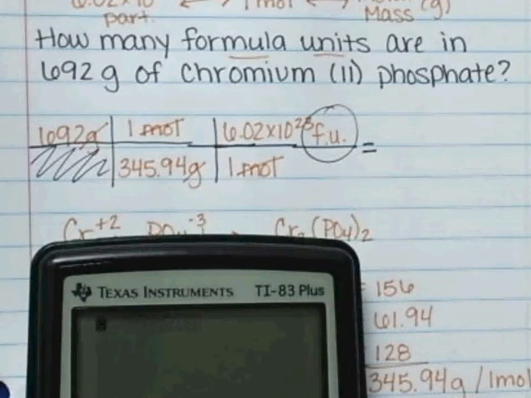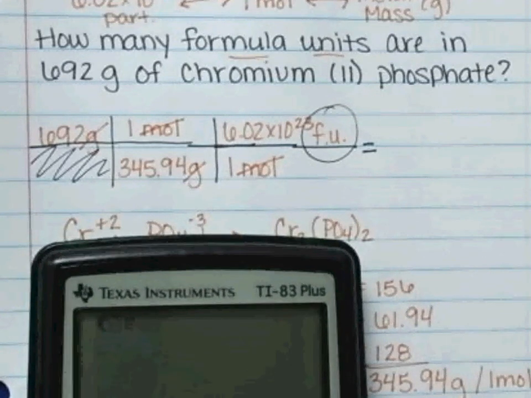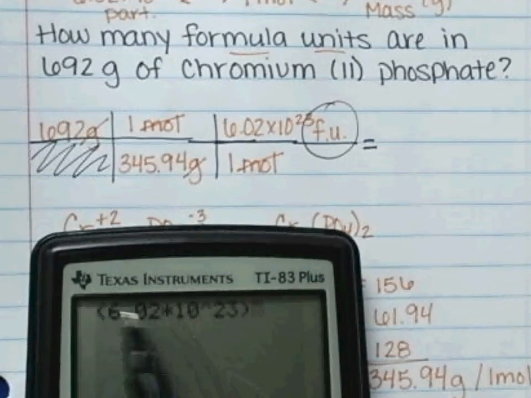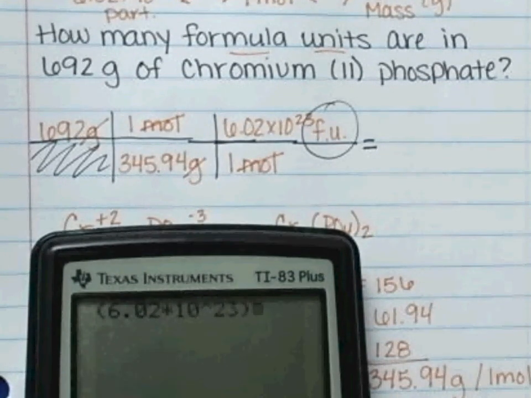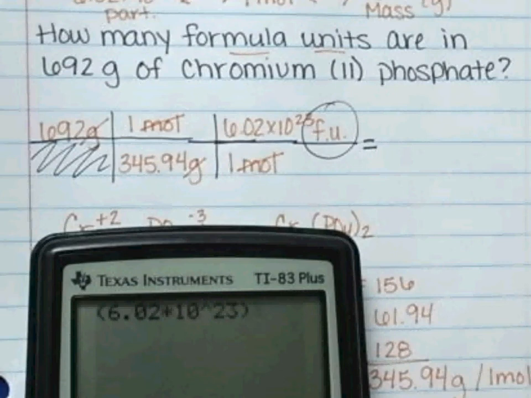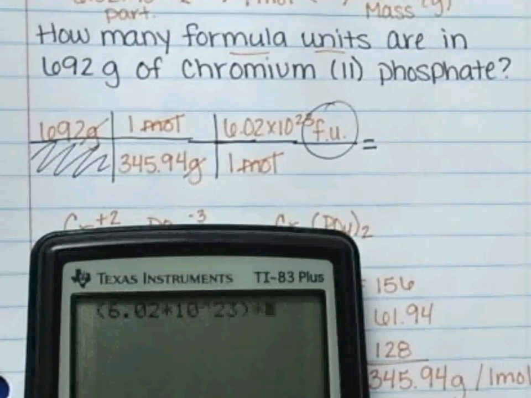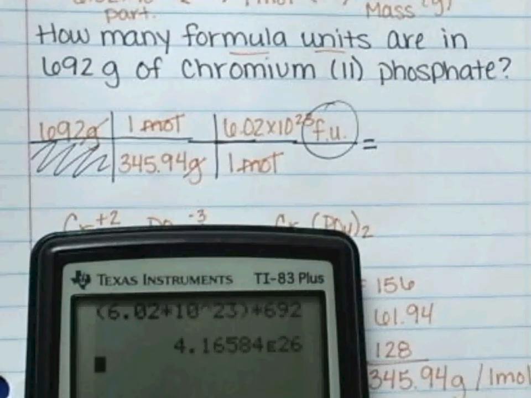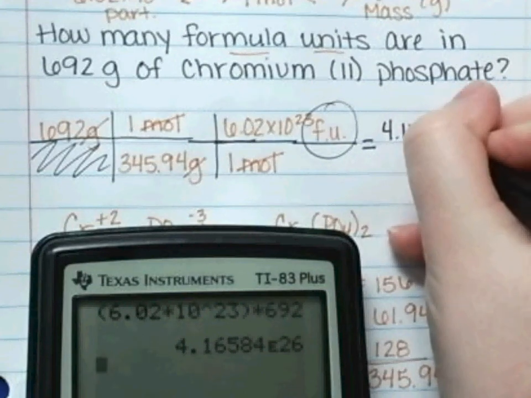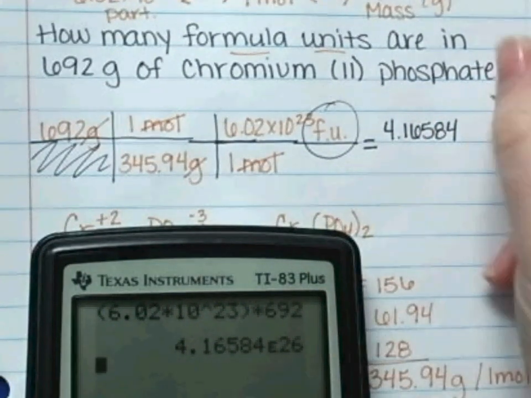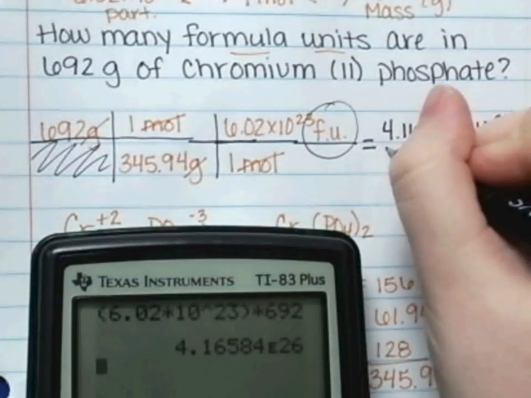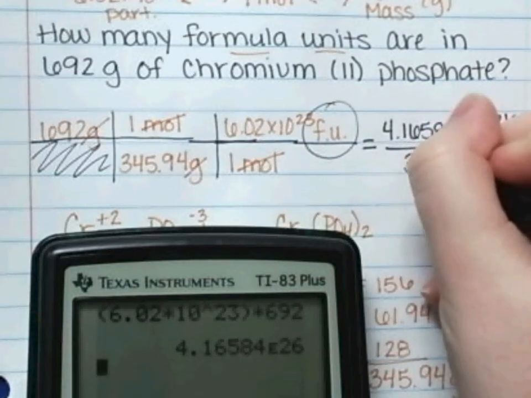So I'm going to multiply across the top. I have Avogadro's number times 1, I don't have to put that in my calculator, times 692. And I get a really gigantic number, right? I get 4.16584. Remember the E stands for times 10 to the 26th. And I'm going to divide that number by 345.94. And you get a really, really large answer.